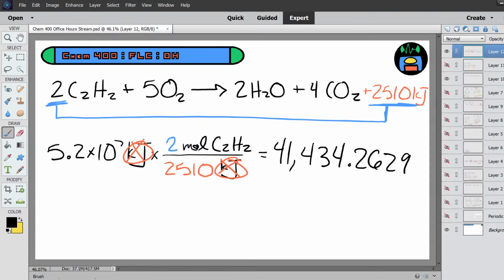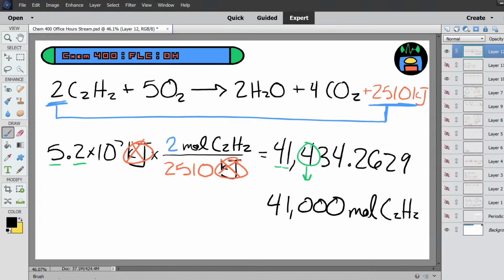41,434.2629. All right, but we are limited to 2 sig figs by our amount of kilojoules. So we count off our first 2. 4 is going to round down. So our final answer will be 41,000 moles of acetylene. It takes 41,000 moles of acetylene to produce 5.2 times 10 to the 7 kilojoules of energy.